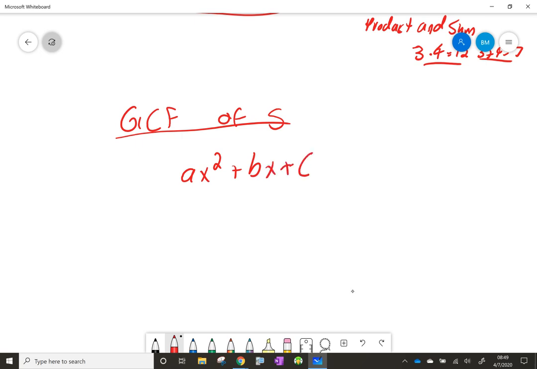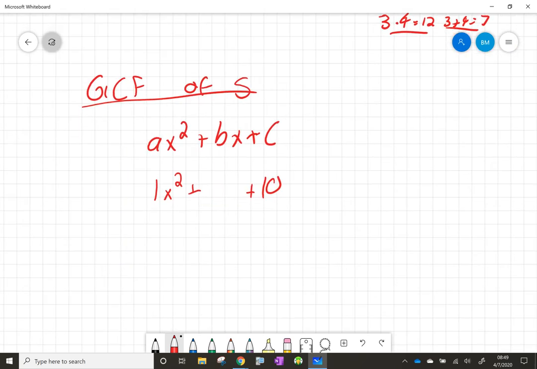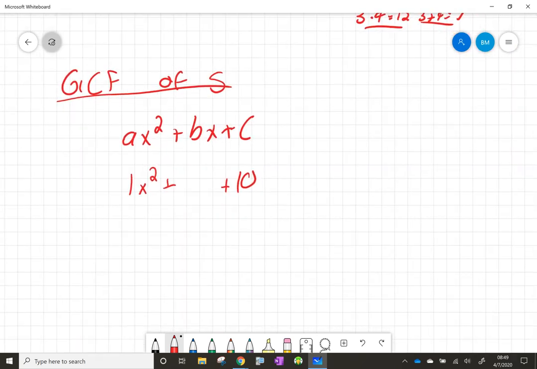So remember, let's make a 1 for now, 1x squared. And let's not do bx, but let's find the c value first. So again, you can pick any c value you want. I usually like to pick an even number, so let's go with 10. I'm just picking that number randomly.